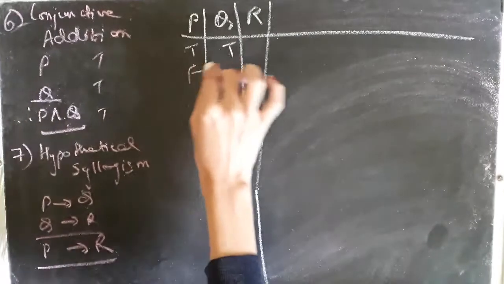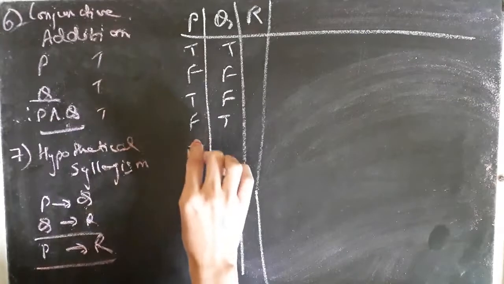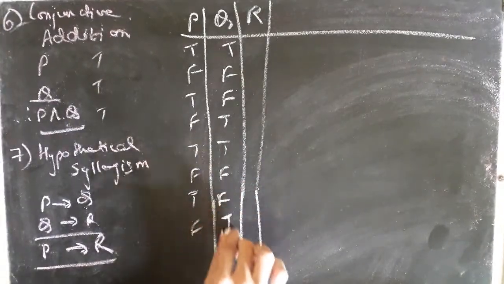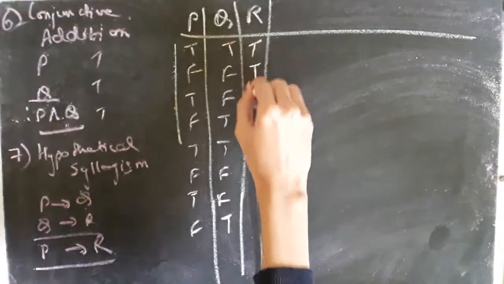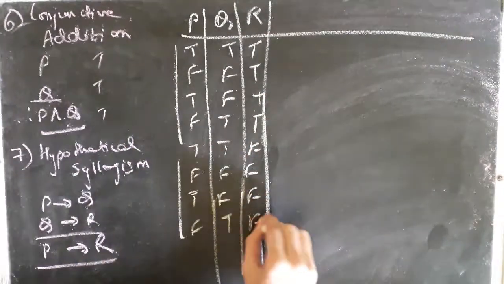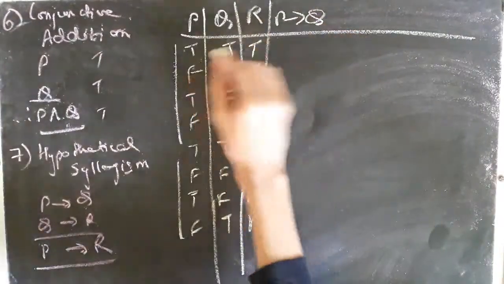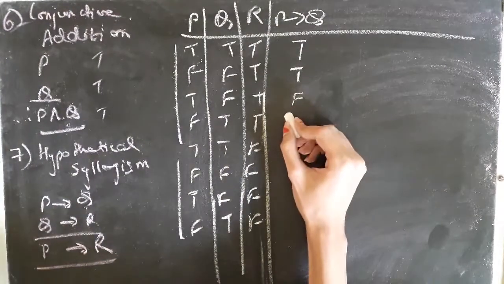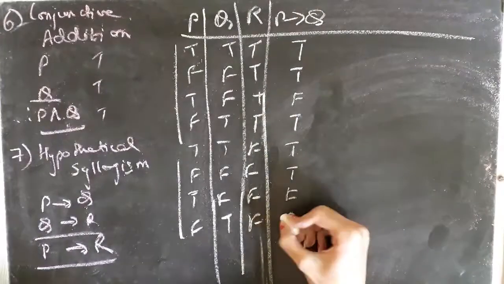True together, false together, T, F, F, T. We will just rewrite this. True together, false together, T, F, F, T. And for the first four, we will assign R a true value, and for the last four, we will assign it a false value. Now what is P implies Q? True, true, false, and again true. Again it's the same: true, true, false, true.